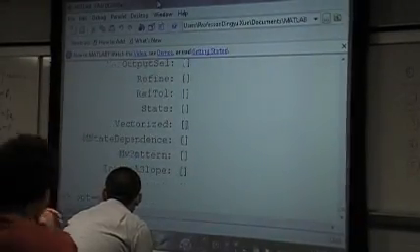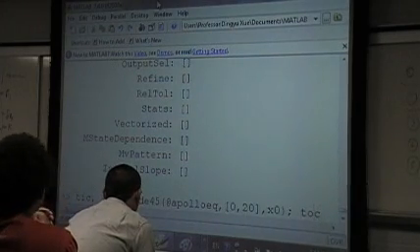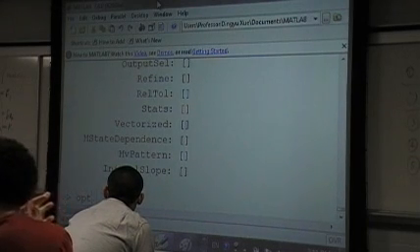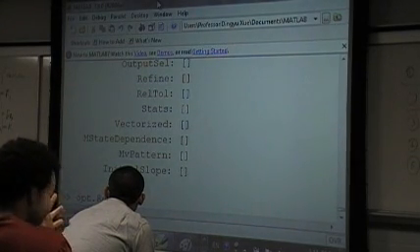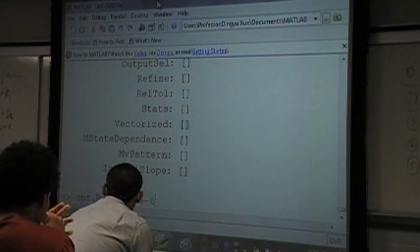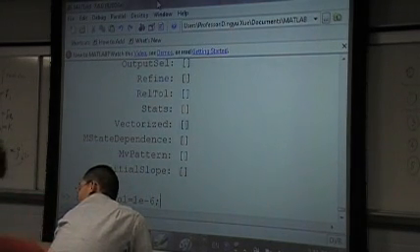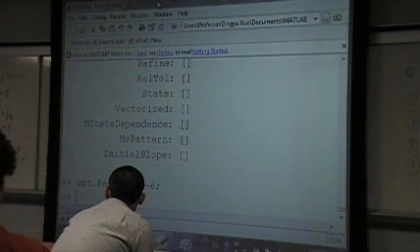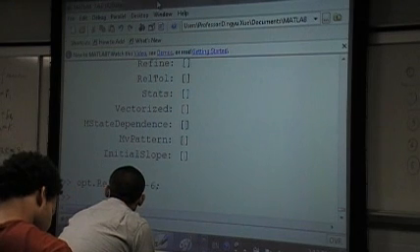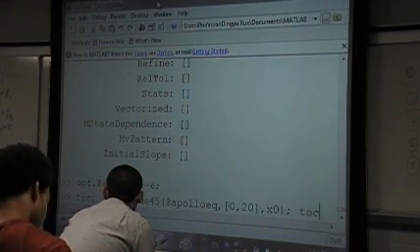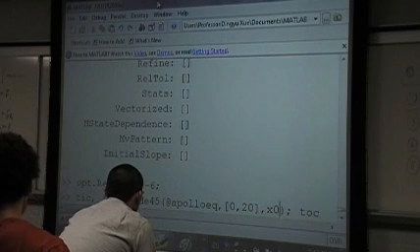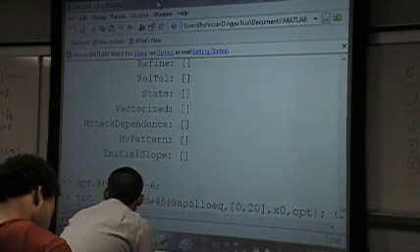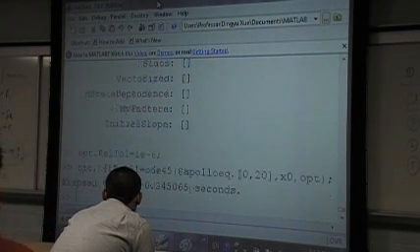So now let's solve the original problem again. Sorry, I have to set it first. OPT dot RelTol equals 10 to the minus 6. So we can redefine the error tolerance. Now we can solve the problem again using a similar method. We can write it as T1 and Y1. We can solve it again.